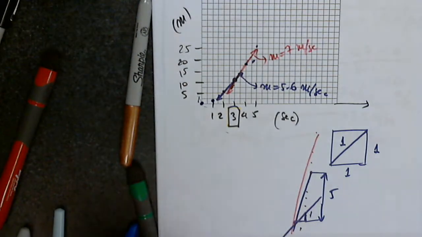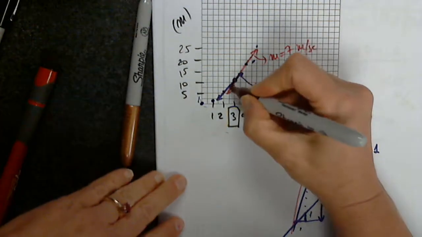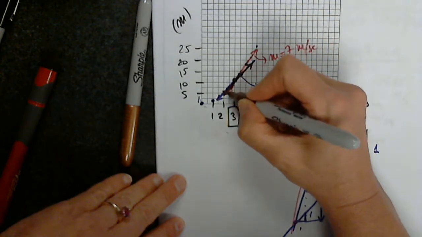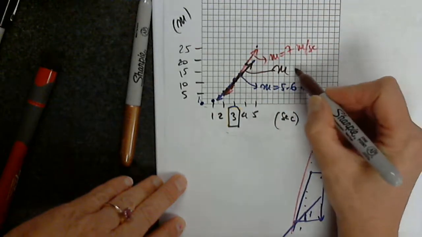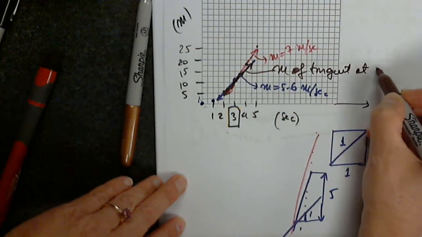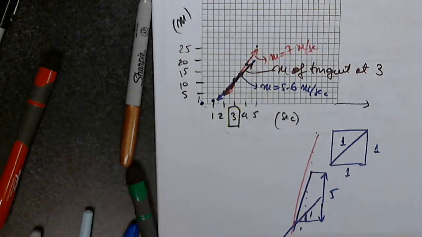Let me see, what is my green? Oh, brown is good too. So this will be the slope of the tangent line. Difficult to see. Slope of tangent at 3. How do I estimate that?